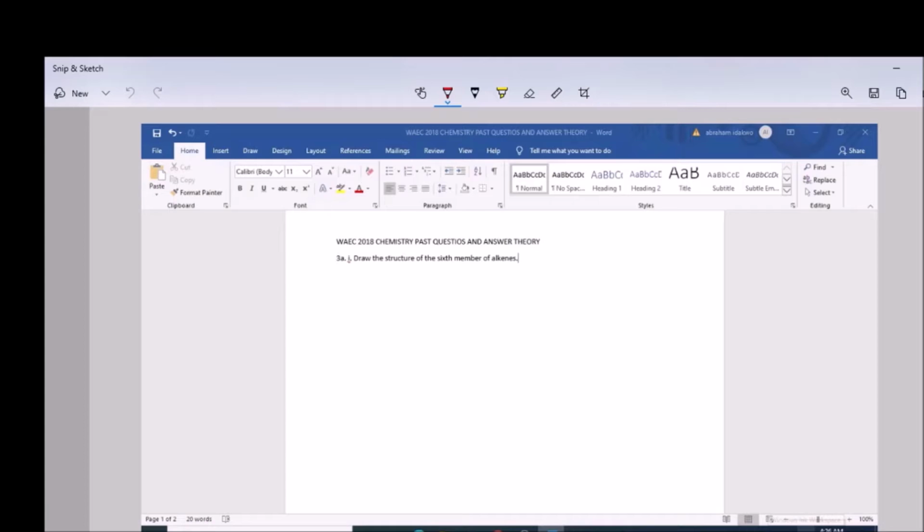So we have C7H14 to be the molecular formula of heptane. Now the structural formula of heptane is CH3, CH2, CH2, CH2, CH2, CH double bond CH2. Now let's see.